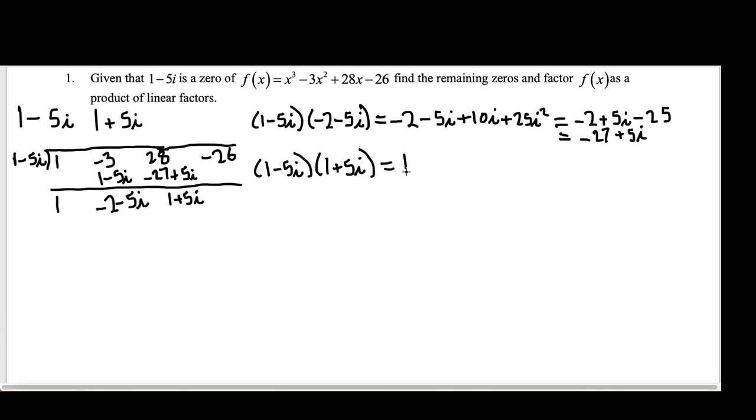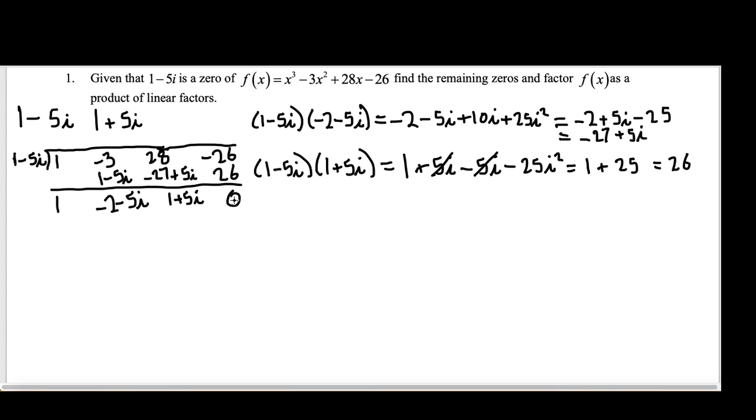equals 1 times 1 is 1. 1 times 5i is 5i. Negative 5i times 1 is minus 5i. Let's see, negative 5i times plus 5i is minus 25i squared. Now, in this case, the plus 5i and the minus 5i cancel. i squared is negative 1, so negative 25i squared is just plus 25. That works out to be 26. Put a 26 right there, add to get 0. So it is indeed a 0.